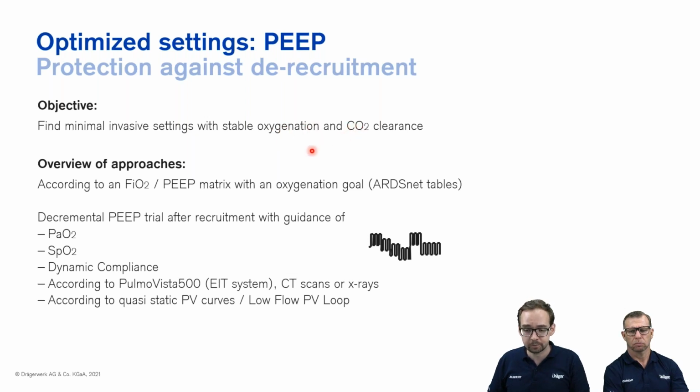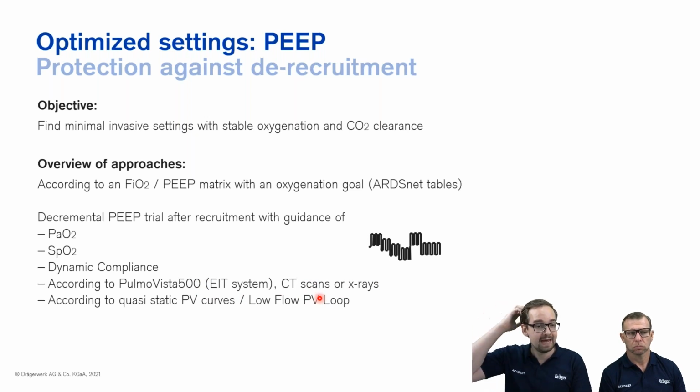So there are different ways to set PEEP. I think we all know the ARDSnet table, simply setting PEEP according to FiO2, which is one way. Or when we look at decremental PEEP trials, we can look again at oxygenation, to see at which PEEP level we have the highest oxygenation, looking at SpO2. We can look at dynamic compliance, or we can look at something like PulmoVista to have an image to see lung recruitment in real time, CT scans or X-rays, or we can also look at something like a low flow PV loop. And we're going to try to cover as many of these topics as possible today.